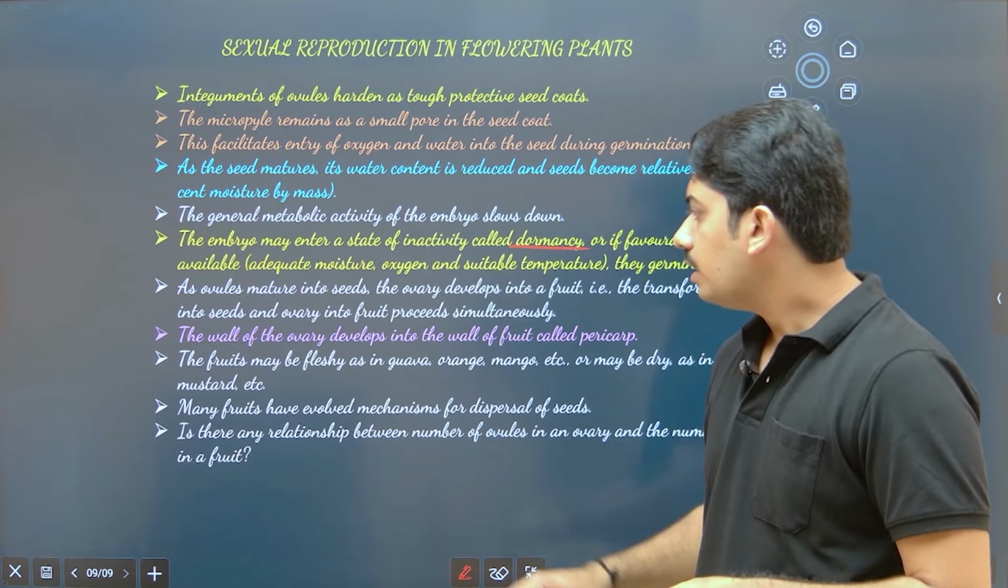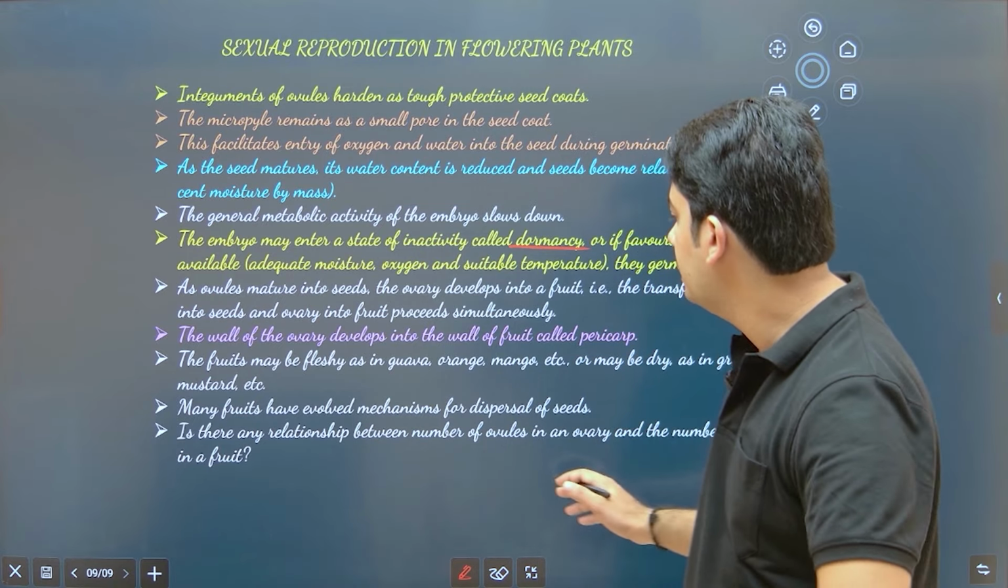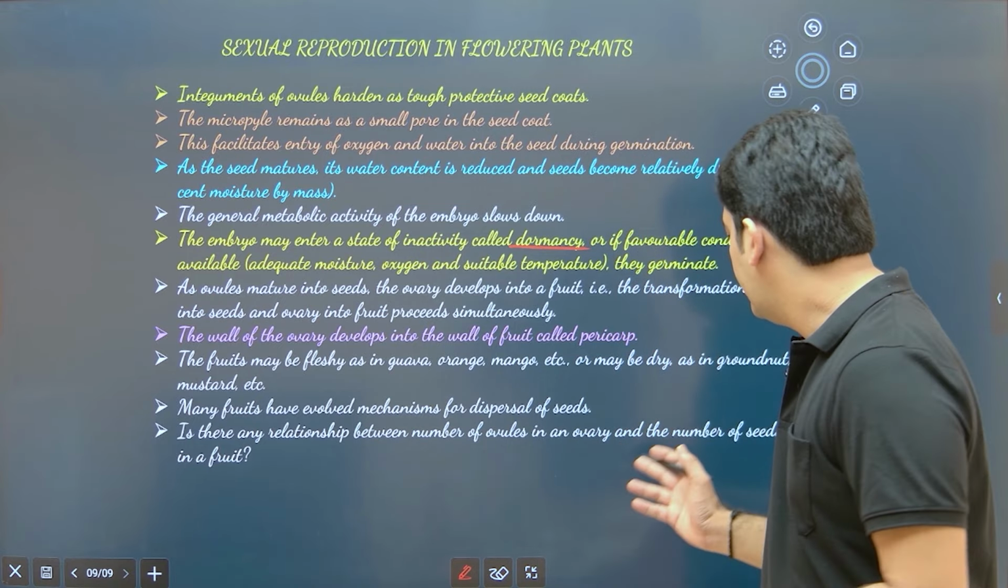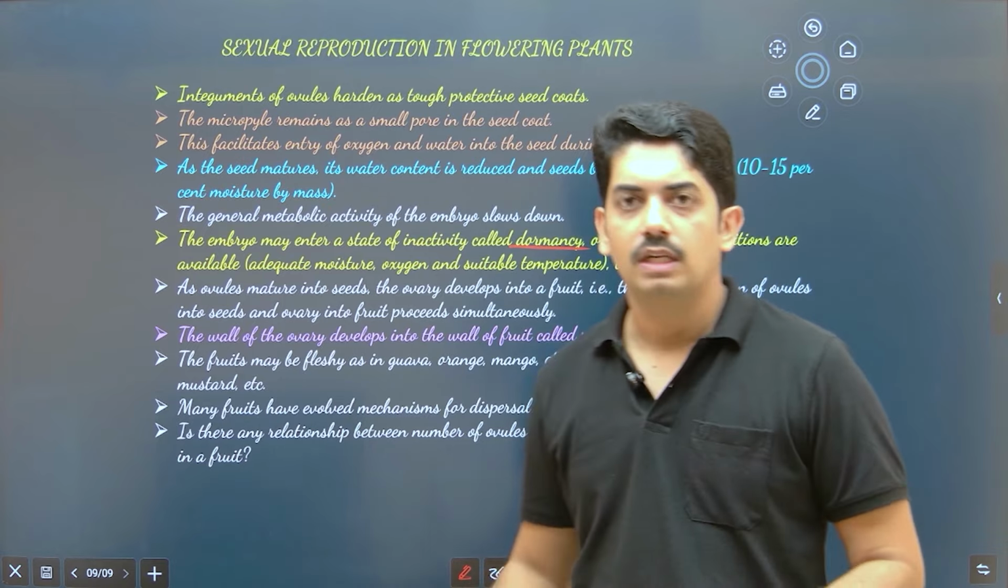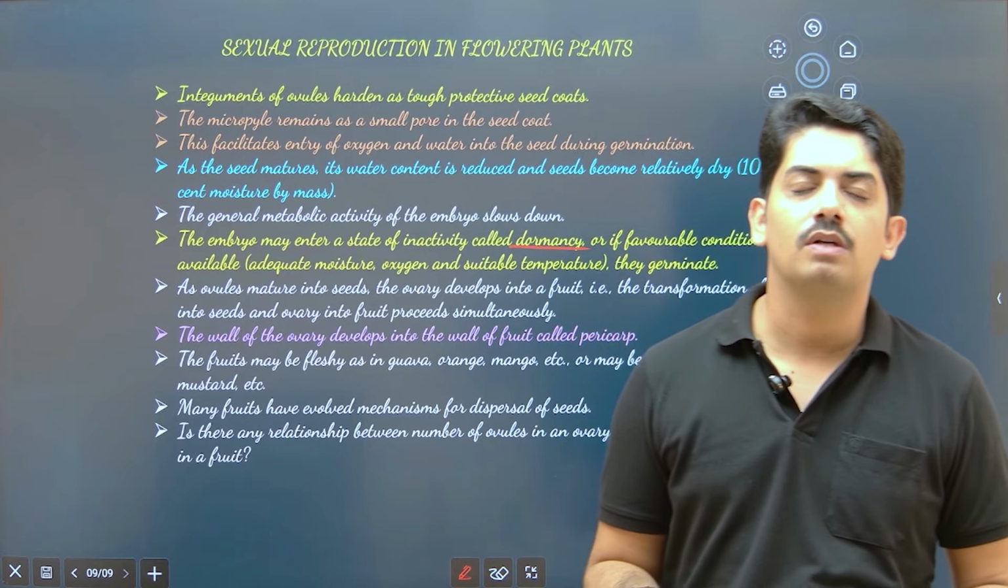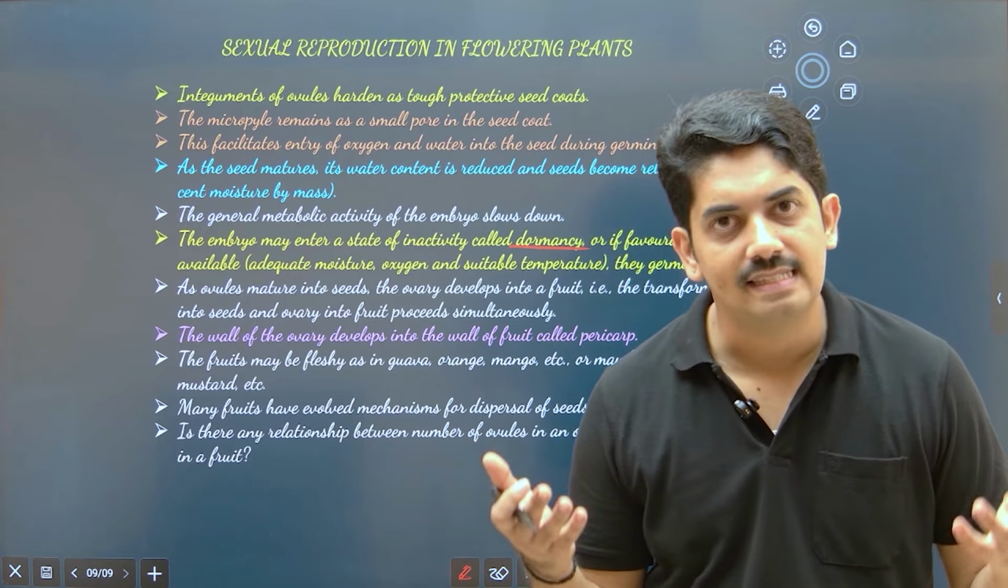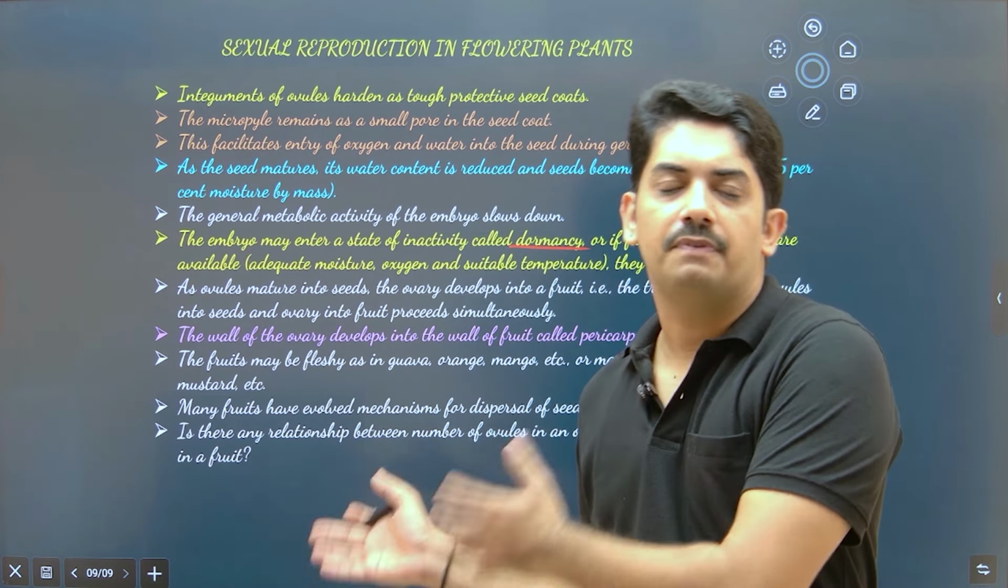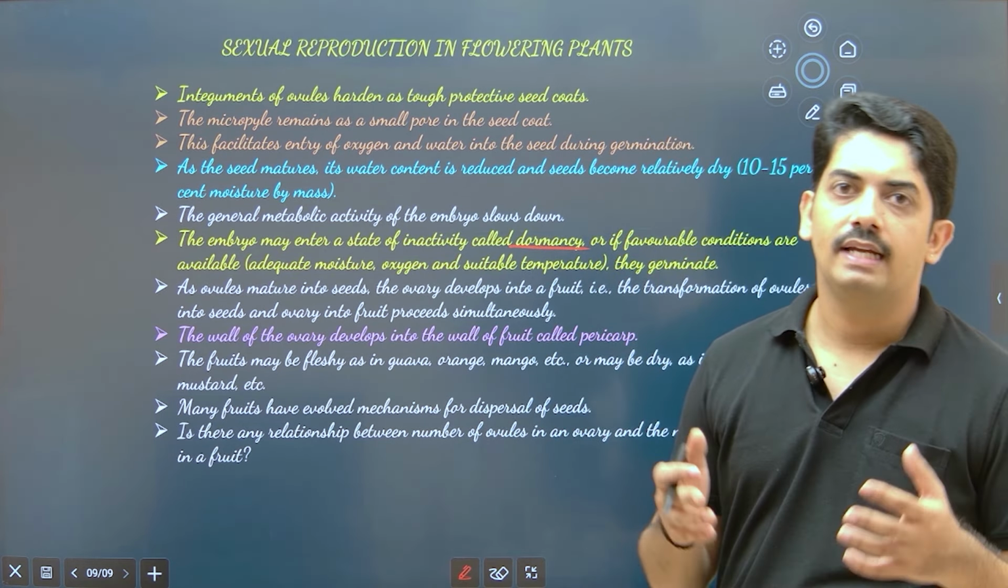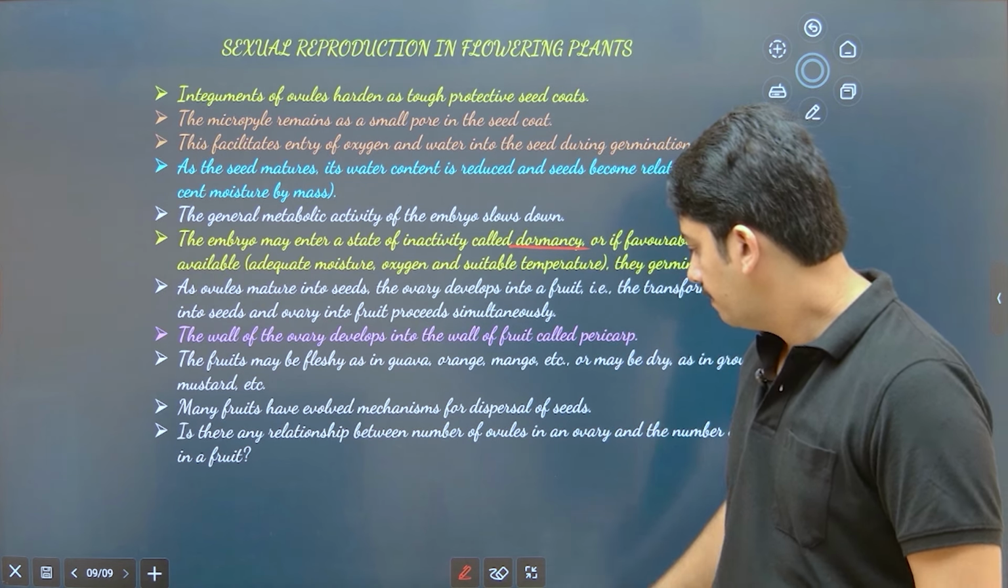Is there any relationship between the number of ovules in the ovary and the number of seeds in the fruit? Of course there is a relationship, because the number of ovules present inside the ovary, the same number after fertilization develop into seeds, and the ovary develops into fruit.